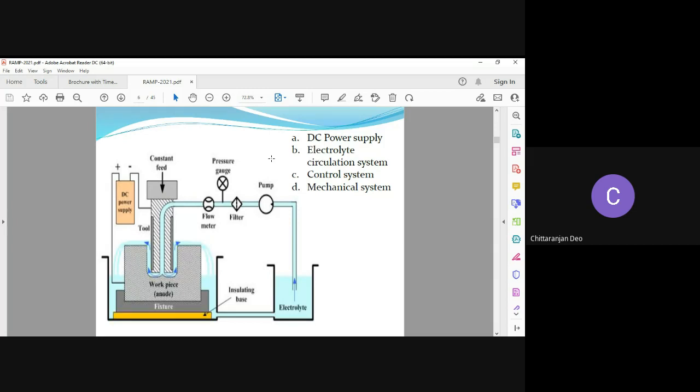You can see the brief diagram, a schematic diagram of an ECM setup. The tool cathode is positioned close to the workpiece, which is the anode, and a low voltage, high amperage direct current is passed between them by an electrolyte flowing through the anode-cathode gap. Material is removed by anodic dissolution and is carried out by the electrolyte.